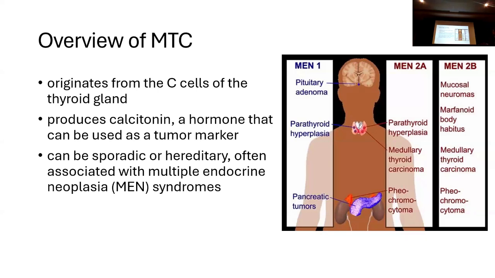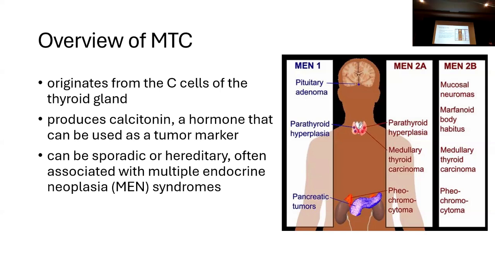So an overview about medullary thyroid cancer, which is a less common subtype of thyroid cancer. It originates from the C cells of the thyroid gland, not the follicular cells, contrasted with differentiated thyroid cancer. And the key point is that this tumor produces calcitonin, which is a hormone that's actually a very good and sensitive tumor marker. The uniqueness with medullary thyroid cancer is that it can not only be sporadic, which is usually what's the case in differentiated thyroid cancer, but it may also commonly be hereditary and associated with what we call multiple endocrine neoplasia syndromes.